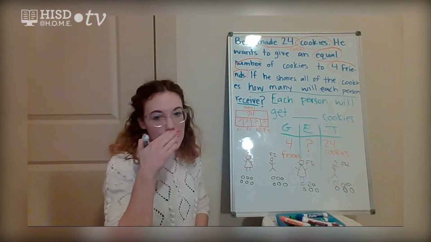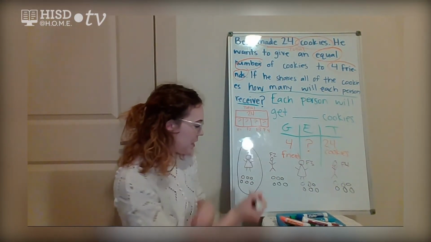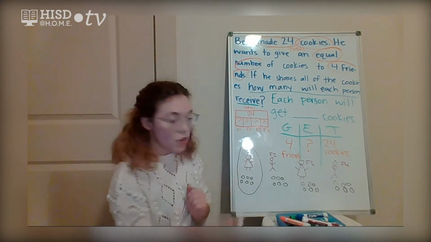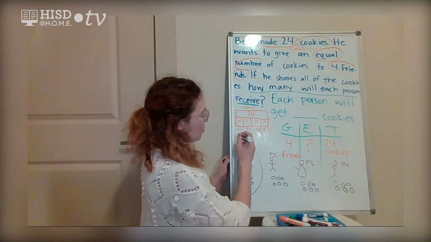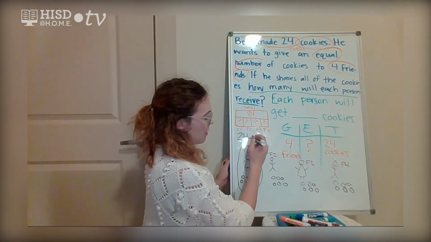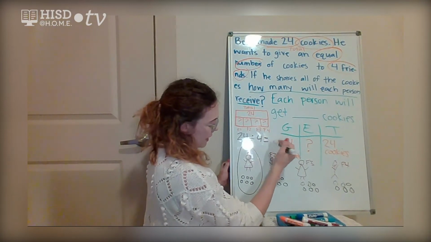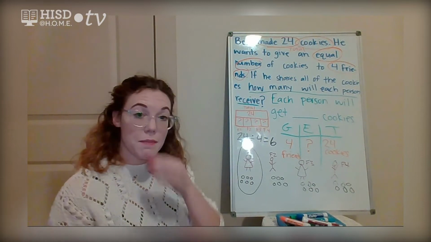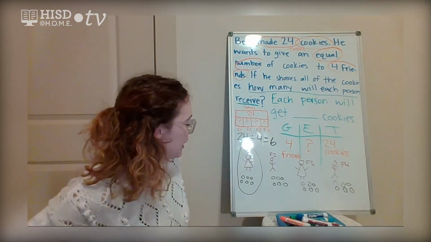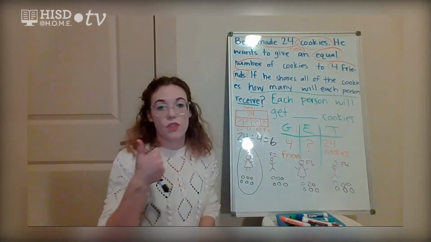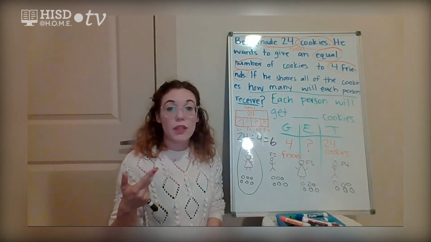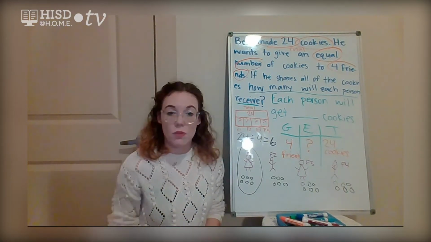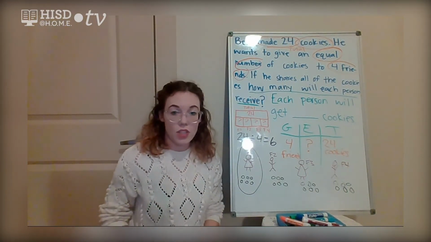So each friend, let's just circle friend one. How many cookies does friend one get? 1, 2, 3, 4, 5, 6. So our equation will look like this. We have 24 total cookies divided between 4 friends will be 6 cookies. I'm going to give you guys a minute to solve this problem using a different strategy. You can use groups, you can use an array, you can use skip counting, you can use related facts, whatever you want. I'm going to give you guys 1 minute to do that.